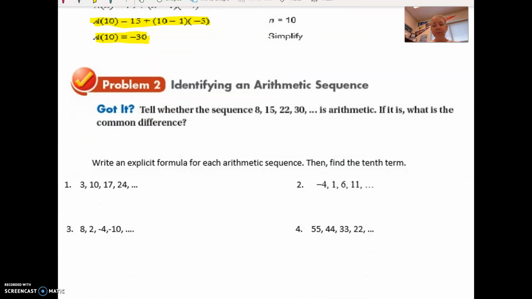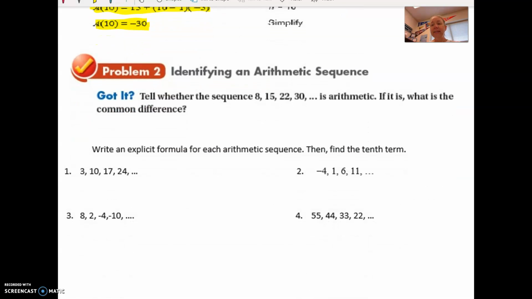Okay, so in this example, I want you to identify the arithmetic sequence. So actually in all of these, I want you to write the formula, and then I want you to find the 10th term for each one. So I'm going to give you some time to do that. So why don't you guys press pause and go ahead and answer problem 2, and then go ahead and answer 1, 2, 3, and 4 using that new formula.